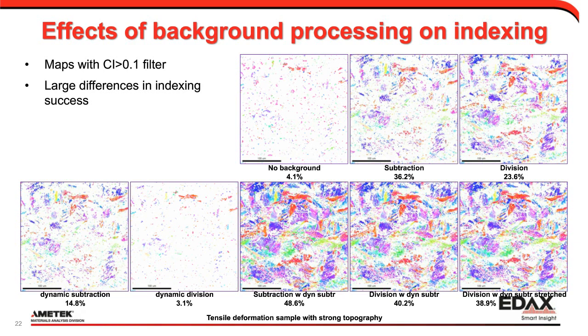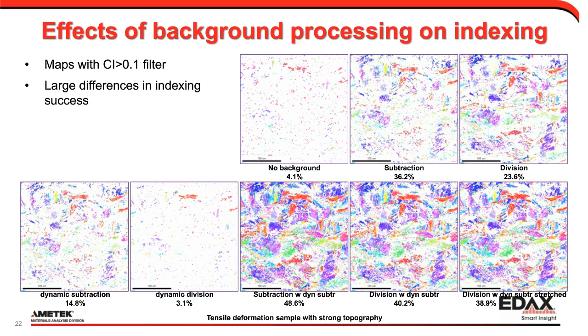So here I can see with no background, I actually have a relatively small percent of the area that has a very high CI. And again, a lot of that was misindexed or not indexed at all. If I do a subtraction, I can see it goes up. Division, kind of the same. Dynamic subtraction, it kind of goes down. With the dynamic division, with the no contrast, only the stronger grains are really giving me any sort of information. So again, very little areas with high CIs.